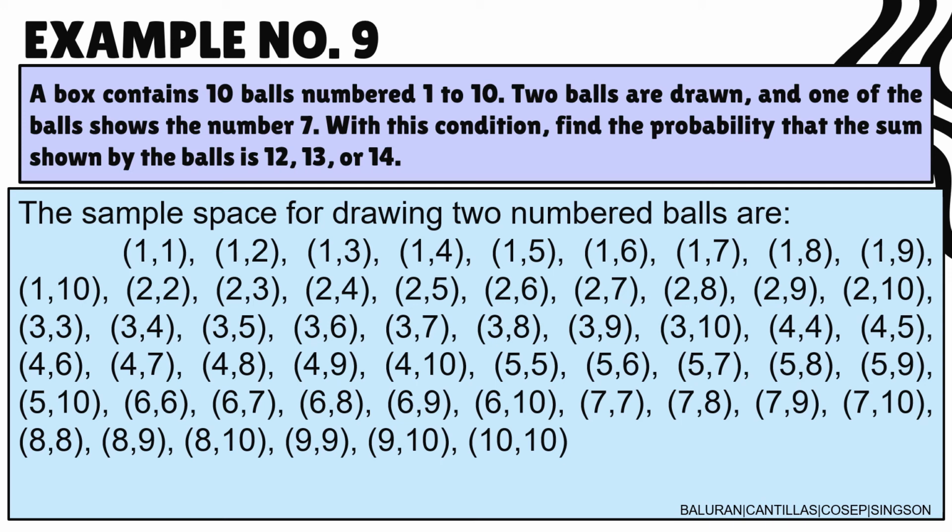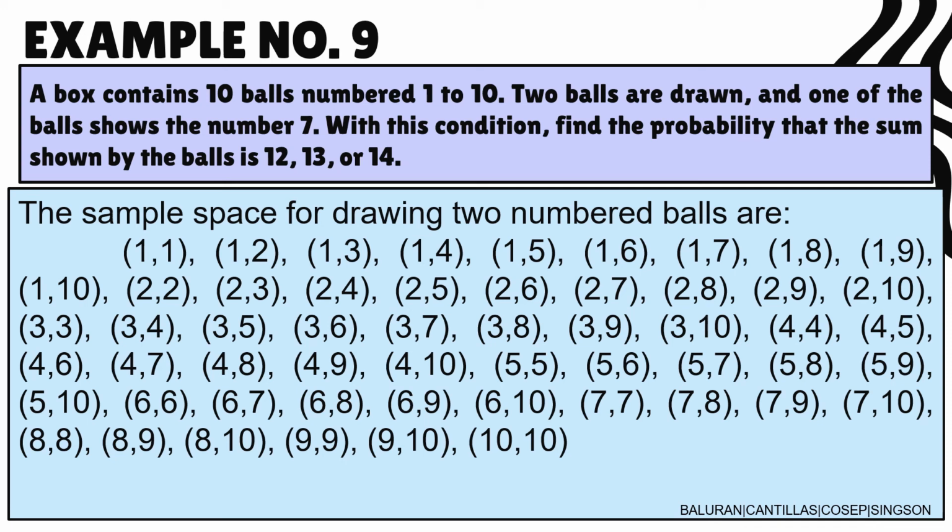So we have 1,1; 1,2; 1,3; 1,4; 1,5; 1,6; 1,7; 1,8; 1,9; 1,10; 2,2; 2,3; 2,4; 2,5; 2,6; 2,7; 2,8; 2,9; 2,10; 3,3; 3,4; 3,5; 3,6; 3,7; 3,8; 3,9; 3,10; 4,4; 4,5; 4,6; 4,7; 4,8; 4,9; 4,10; 5,5; 5,6; 5,7; 5,8; 5,9; 5,10; 6,6; 6,7; 6,8; 6,9; 6,10; 7,7; 7,8; 7,9; 7,10; 8,8; 8,9; 8,10; 9,9; 9,10; and 10,10.